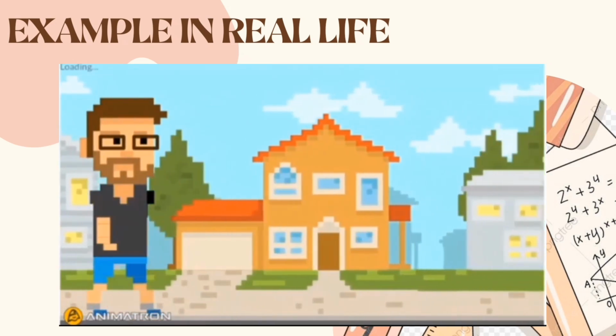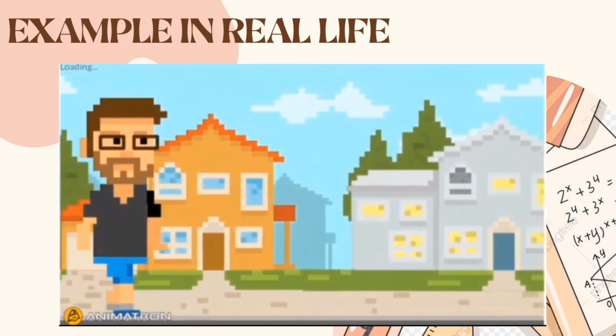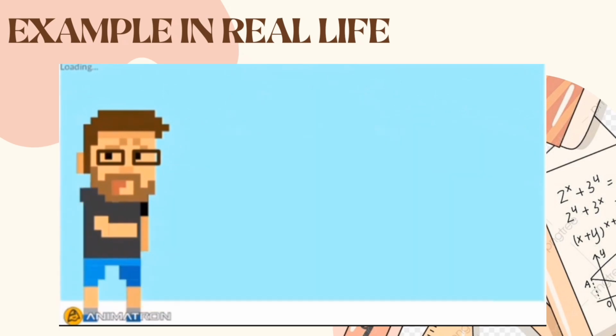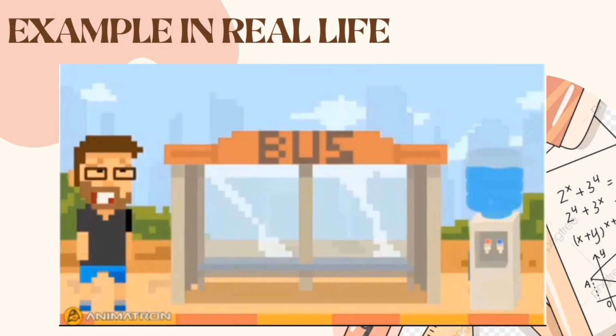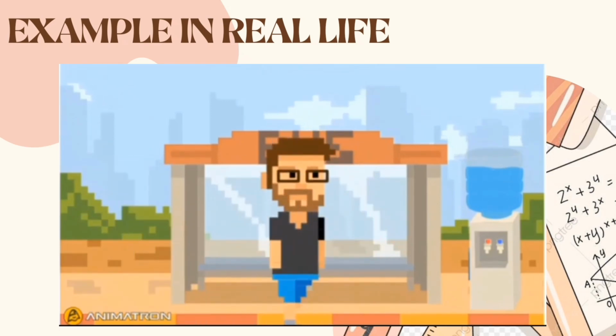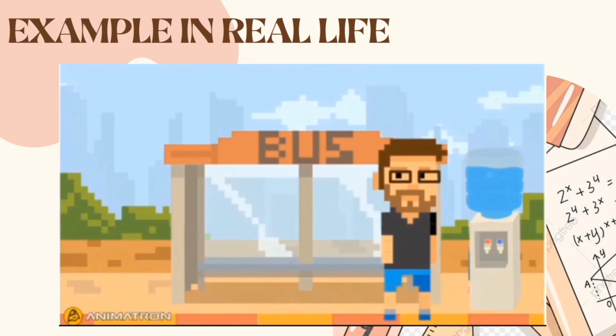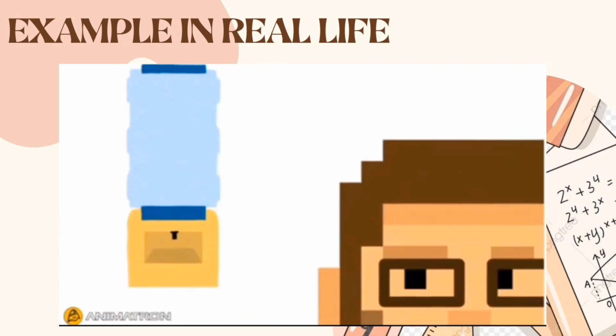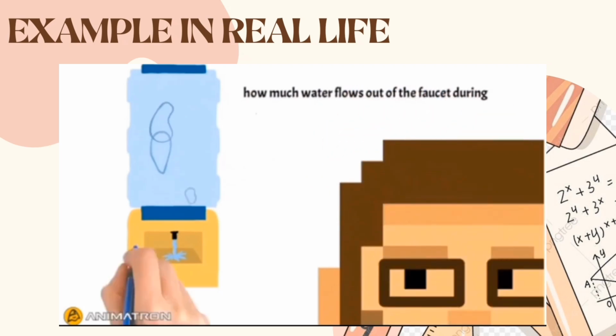For example, here is Bob. Bob is an intellectual person and he has been walking for hours to go to the mall. After a few minutes, he becomes thirsty. I'm thirsty for water. After a while, I become frustrated, and he found a water dispenser. Now I'm going to draw him closer to the dispenser. How much water flows out of the faucet during the first 5 minutes the faucet is turned on?